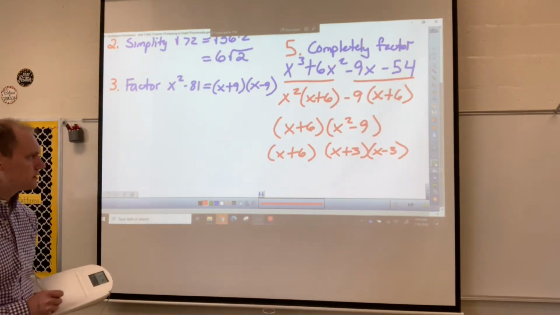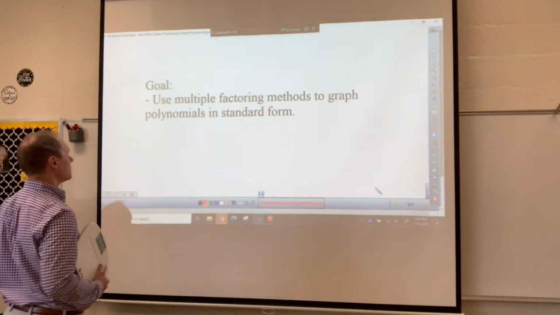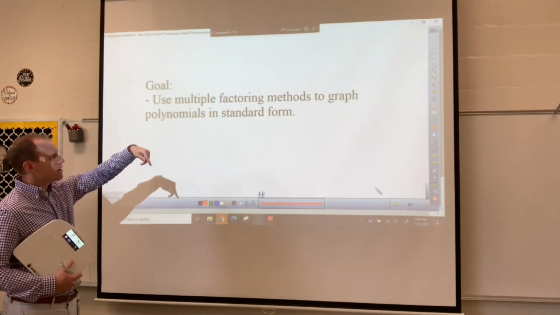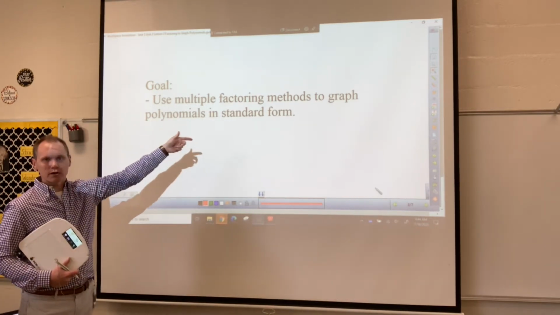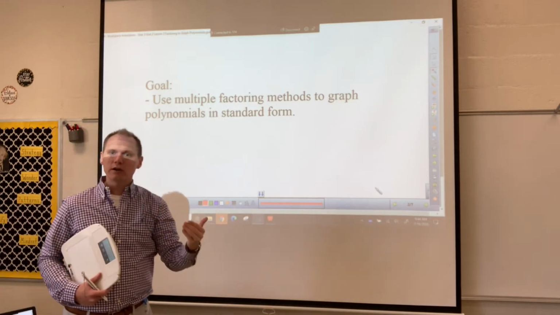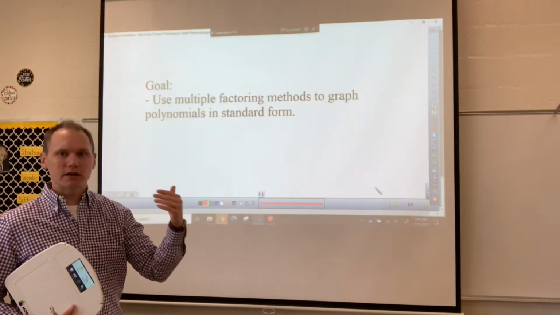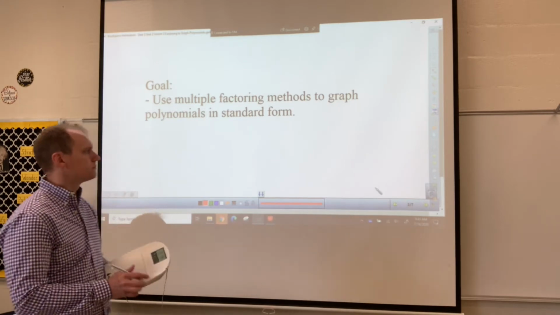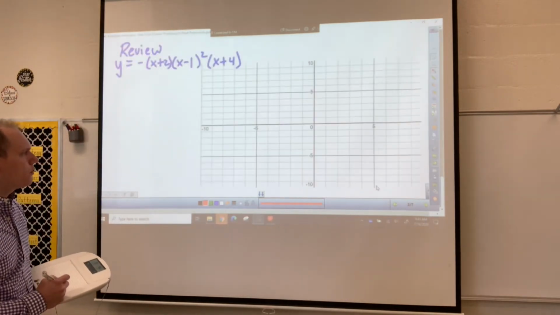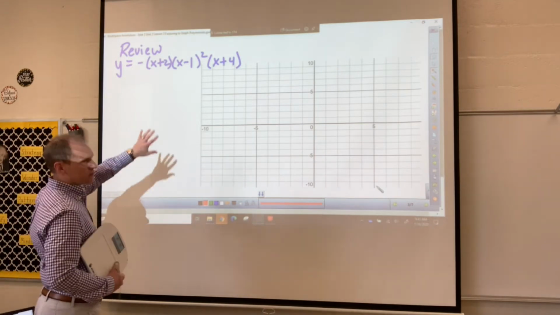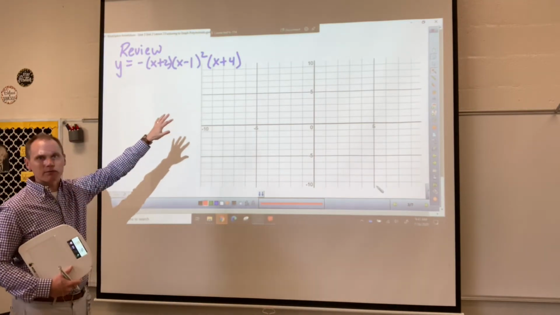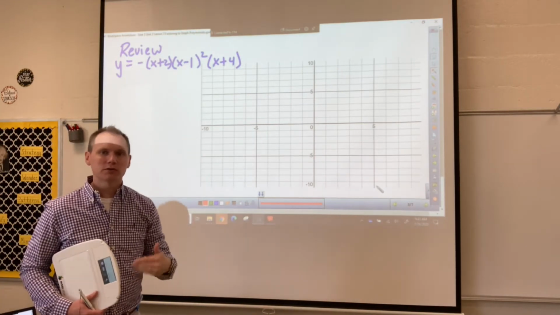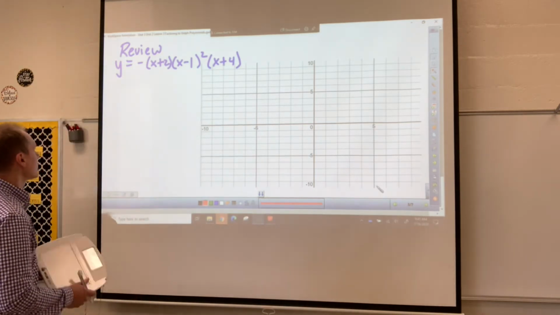And that is precisely our goal for today, is to use multiple factoring methods to graph polynomials starting in standard form. So while they're starting in standard form, we're going to use factoring techniques to write them in factored form, so then we can graph them. But before we get into that, let's go ahead and go back and review how we graph something from factored form first, and then we'll talk about how to get to factored form here in a minute.